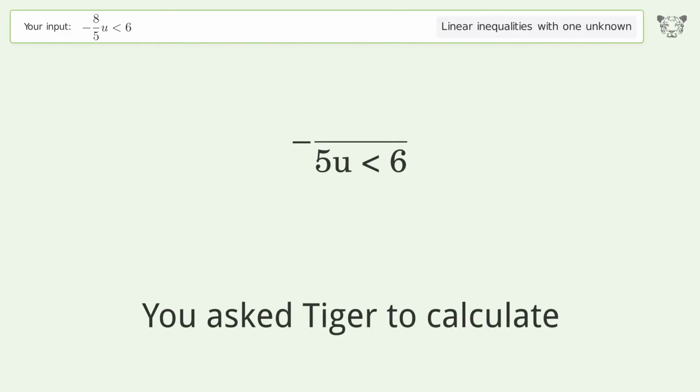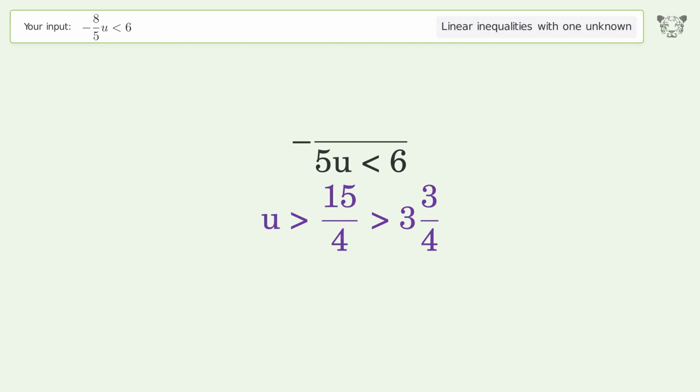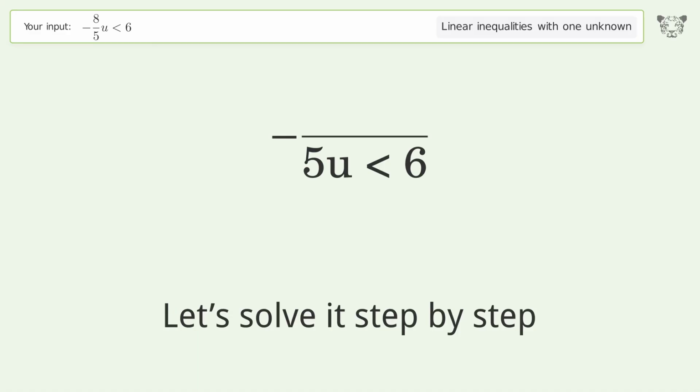You ask Tiger to calculate. This deals with linear inequalities with one unknown. The final result is u greater than negative 15 over 4 greater than negative 33 over 4. Let's solve it step by step.